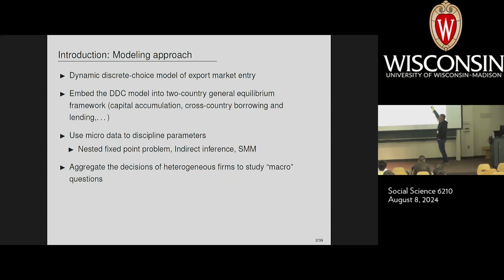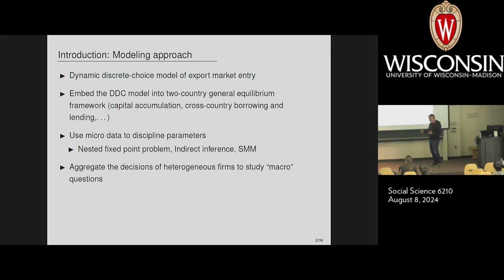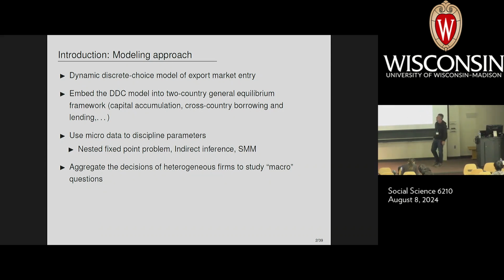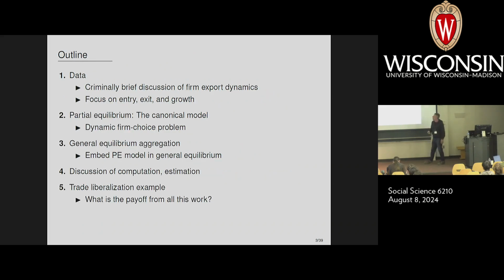So the nice thing about this approach is that when you're building everything up from firm decision problems, you can use the firm level data to discipline the model, right? So the aggregates of my model are driven by the micro behavior of these firms, and I can discipline that using firm level data. So that's going to be stuff like indirect inference and SMM. These are applications of that, and then I'm going to aggregate this stuff up.